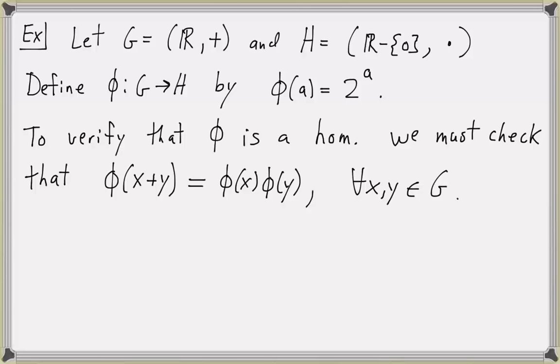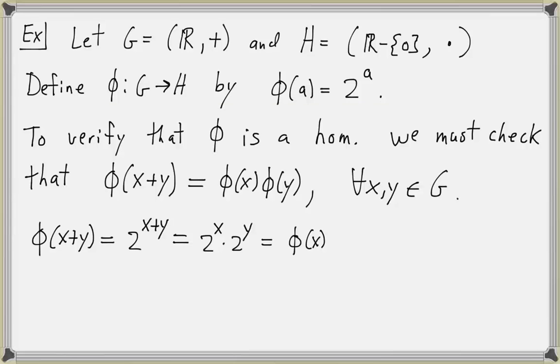Well, let's look at phi of x plus y. Phi of x plus y is 2 to the power x plus y, but by properties of exponents, I can rewrite 2 to the power x plus y as 2 to the x times 2 to the y, and that is equal to phi of x times phi of y. Thus, phi is a homomorphism.